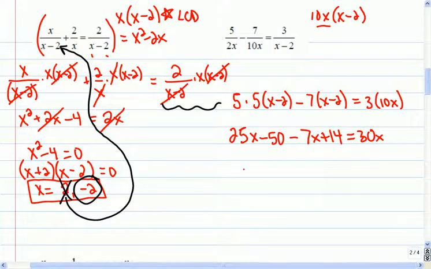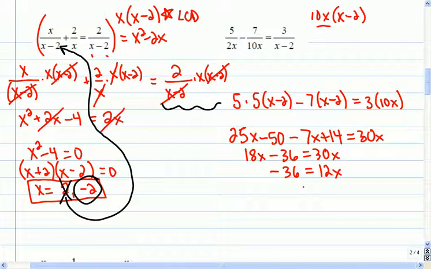And collect up some like terms. That'll be 18x minus 36 equals 30x. And if I bring the 18x to the other side, I get x equals negative 3 for my answer.